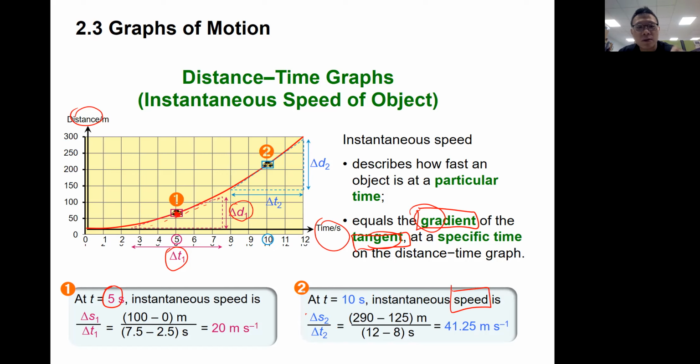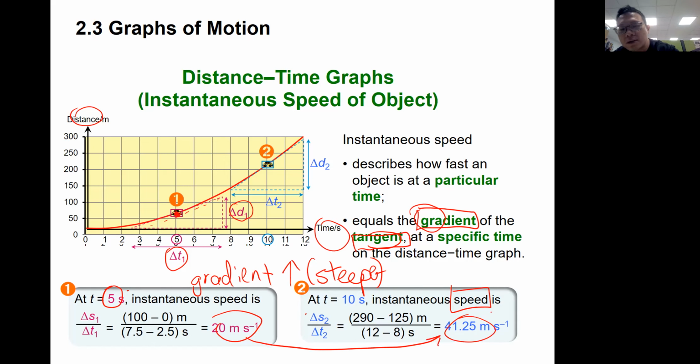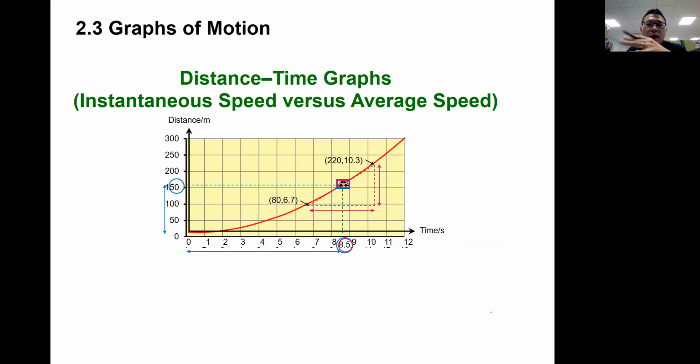So you can see that the gradient of the graph at 5 seconds and 10 seconds is increasing, or sometimes we say steeper. When you have a steeper gradient in a distance time graph, it means that the gradient is increasing, or I can say that the speed of the object is increasing. So the information I need students to state is that the speed is changing. How is it changing? It's increasing.